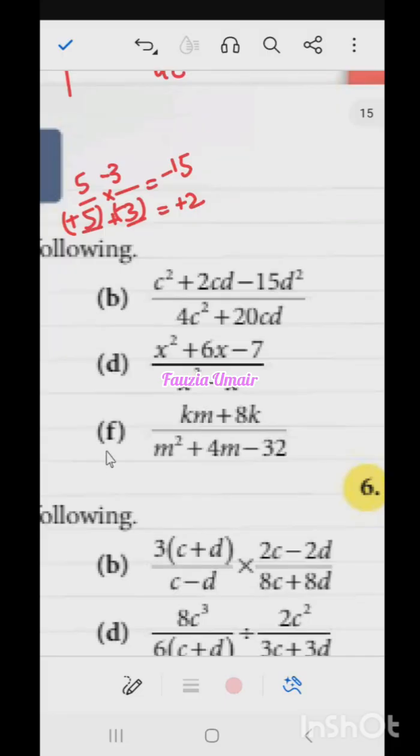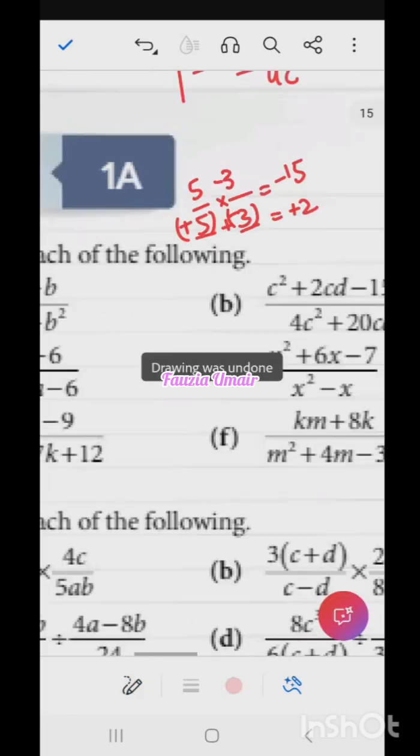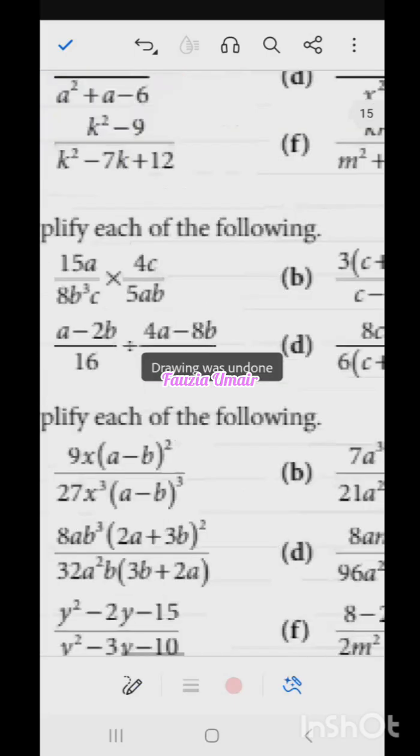Now the F part. What to do in the numerator? Anyone else? Taking common. Very simple. And in the denominator, it is again middle term breaking. Very good. So let's move on to the next question. This was question number 3. We need to do 6 questions.